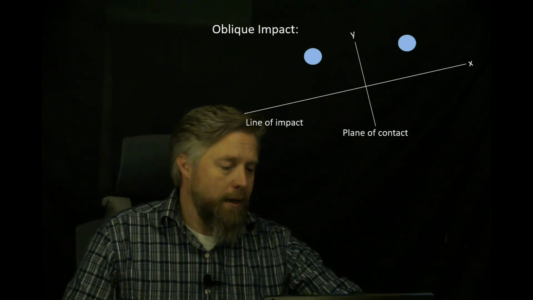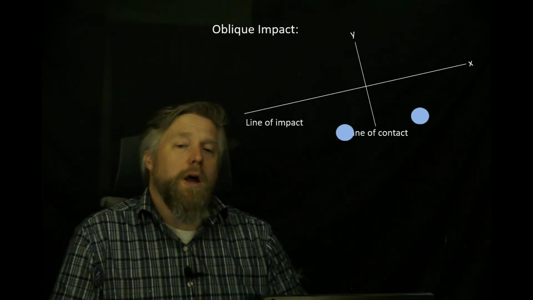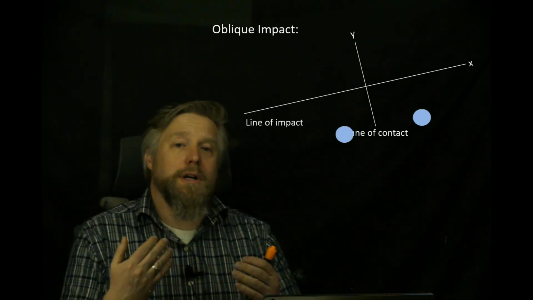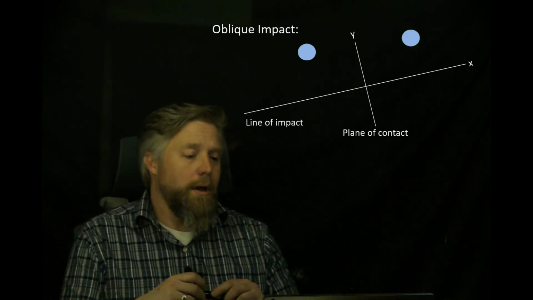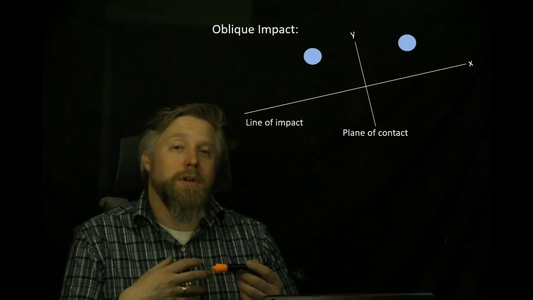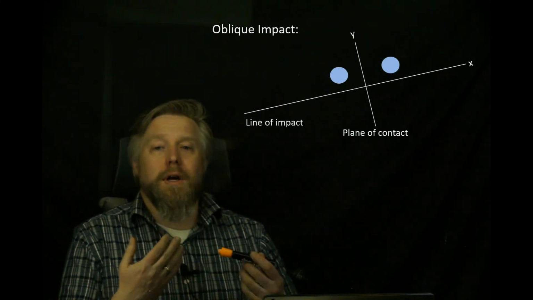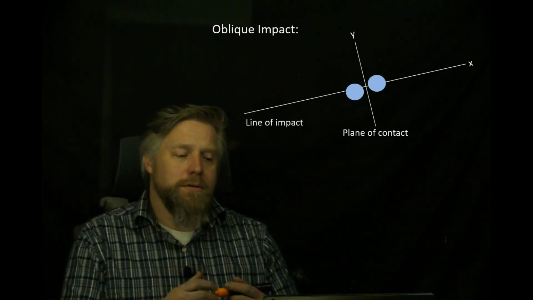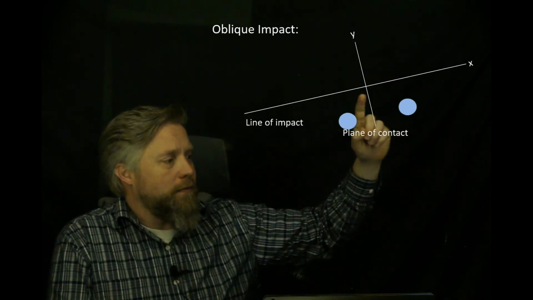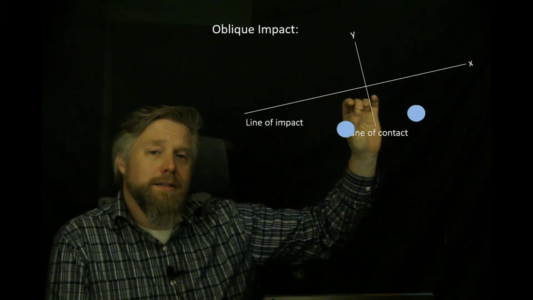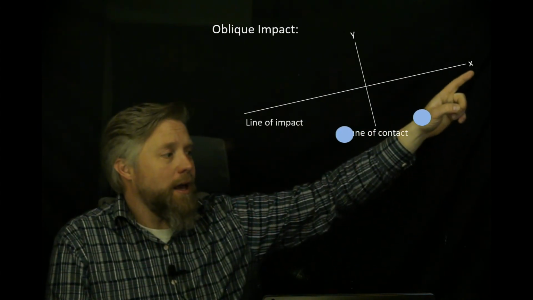For oblique impact, you have to actually set up two different coordinate axes. You have to pick your coordinates so that you can split it up into a central impact problem and conservation of momentum. How do we do that? Well, you can see over here, we have to first find the line of impact. Draw a line between the two mass centers right at impact. That is your line of impact, and call that the x-axis.